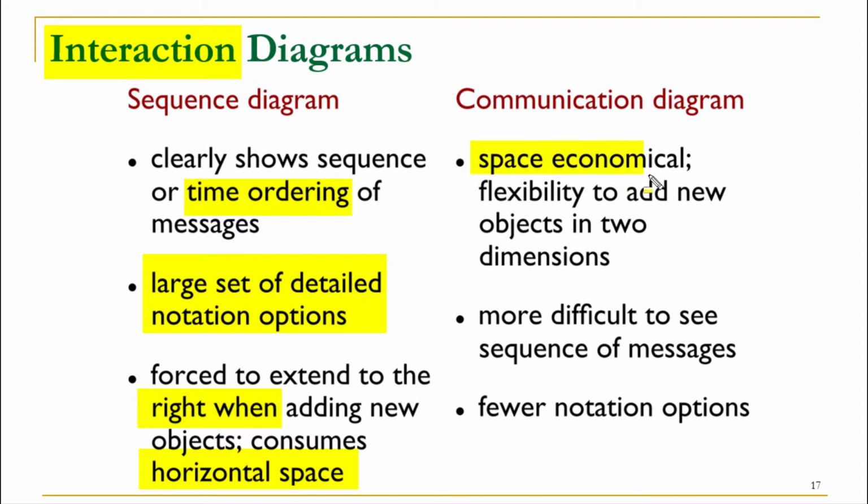Whereas communication diagrams are space economical, but they are more difficult to see the sequence of messages. You really cannot tell which message occurs when, and after which message what message should be called. And similarly, there are few notation options in the case of communication diagrams. So we can see that sequence diagrams are rich in notation. They can be used with most of the options and scenarios, and they also show the time ordering or the sequence of the messages that take place.